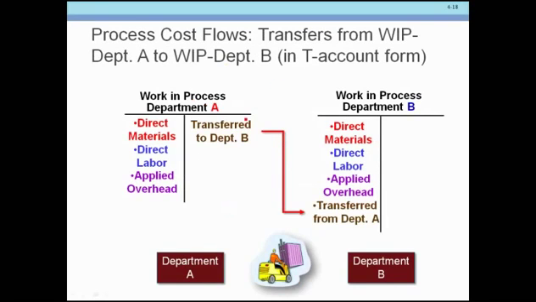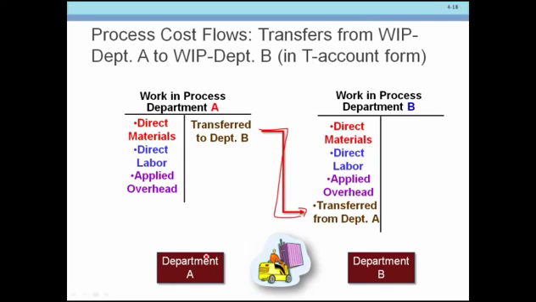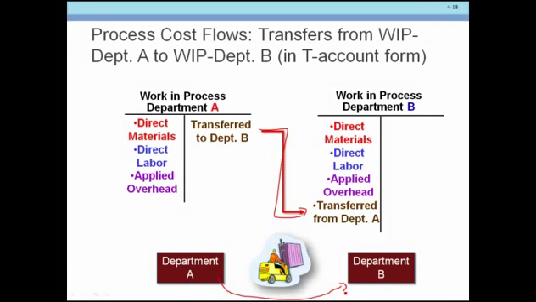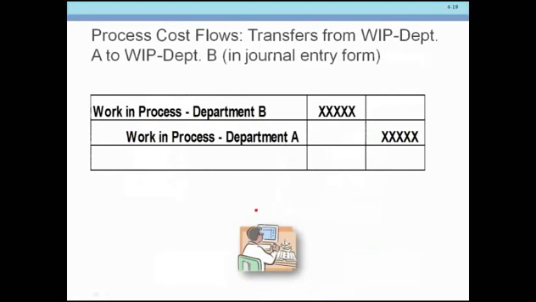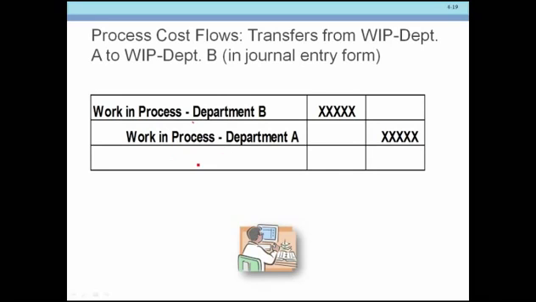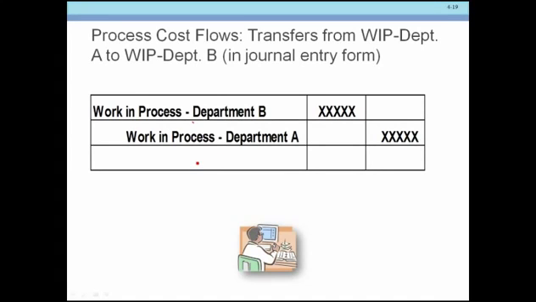Once Department A is finished, the product is transferred to Department B. So we're going to credit Department A work in process and debit Department B work in process. Whatever we've done in Department A needs to be moved to Department B to keep working on it. So we debit work in process Department B to move the product from Department A to Department B, and credit Department A work in process, because all of that has left Department A.